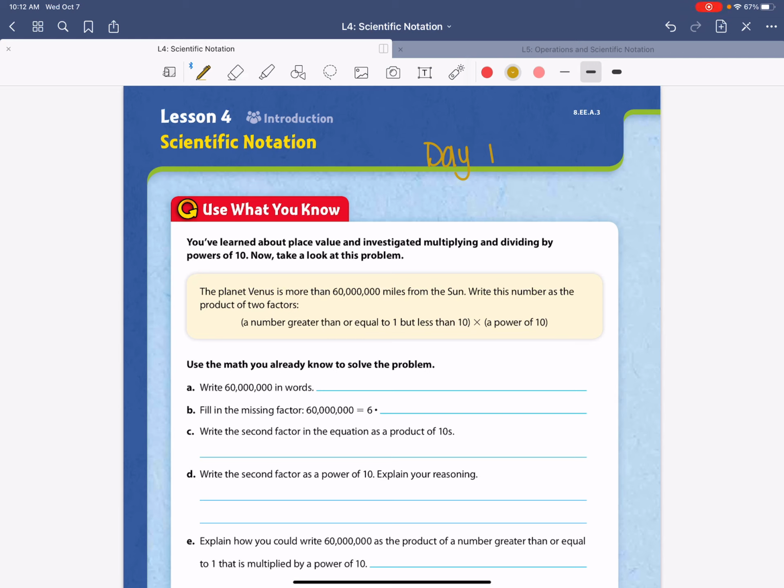All right, so let's go ahead and start day 1 for lesson 4, scientific notation. So use what you know. You've learned about place value and investigated multiplying and dividing powers of 10. Now take a look at this problem.